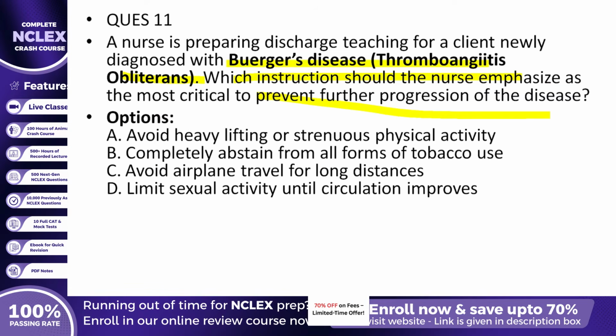Option A advises avoiding heavy lifting or strenuous physical activity. Option B recommends completely abstaining from all forms of tobacco use. Option C suggests avoiding airplane travel for long distances. And Option D proposes limiting sexual activity until circulation improves. The correct answer is Option B, completely abstain from all forms of tobacco use.